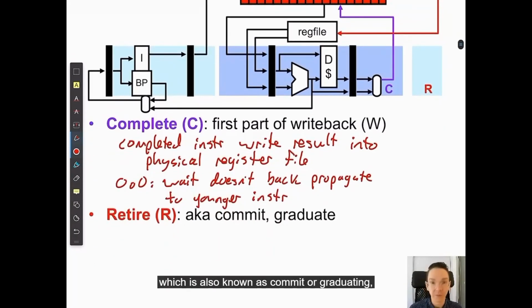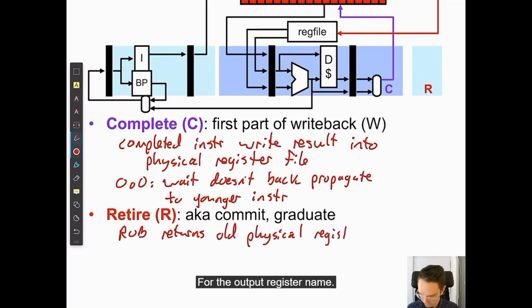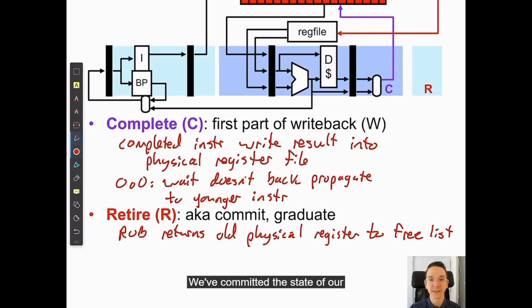In the retire stage, which is also known as commit or graduating, the reorder buffer returns the old physical register for the output register name to a free list. So we've now given up the ability to abort and restart. We've committed the state of a register to the value in its new location, in its new physical register. And this process, crucially, happens in order so that we can always recover the precise state at every instruction. All of the instructions younger than the one that's currently retiring, we still have entries for them in the ROB and therefore have the ability to abort them, to recover.